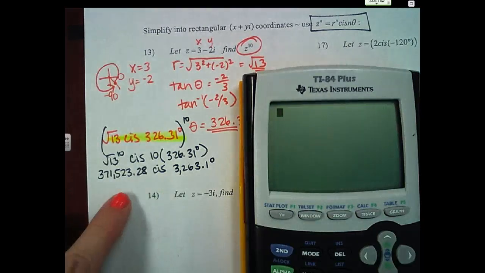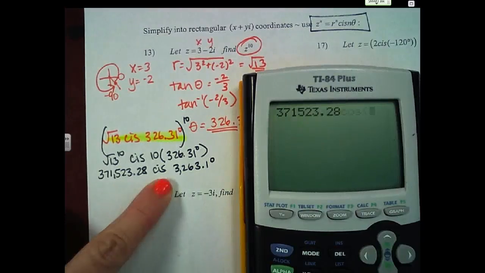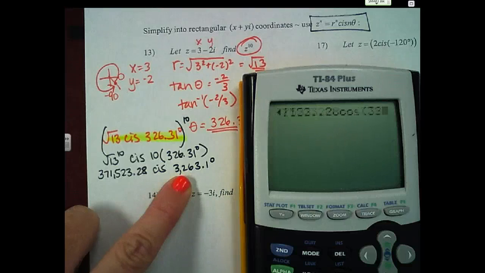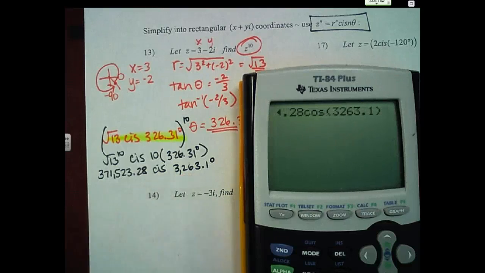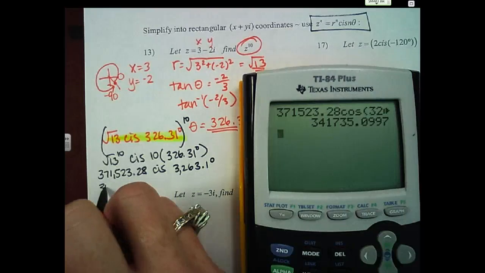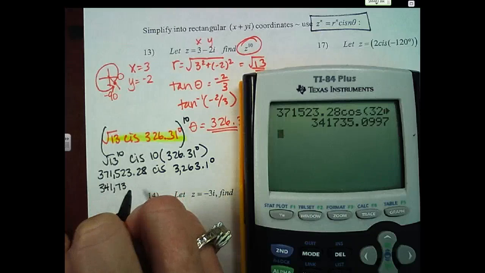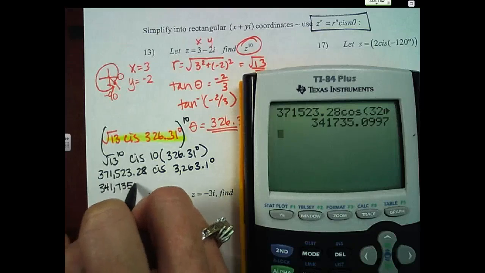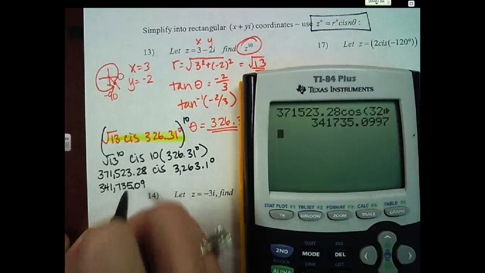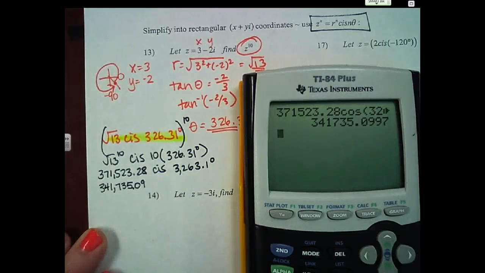But if you'll take your calculator, type in 371,523.28, then type in cosine of 3,263.1. I'll give you a second to do that. That's going to give you the x value because you're using cosine. Hit enter, and you get 341,735.9. Is that what you got?